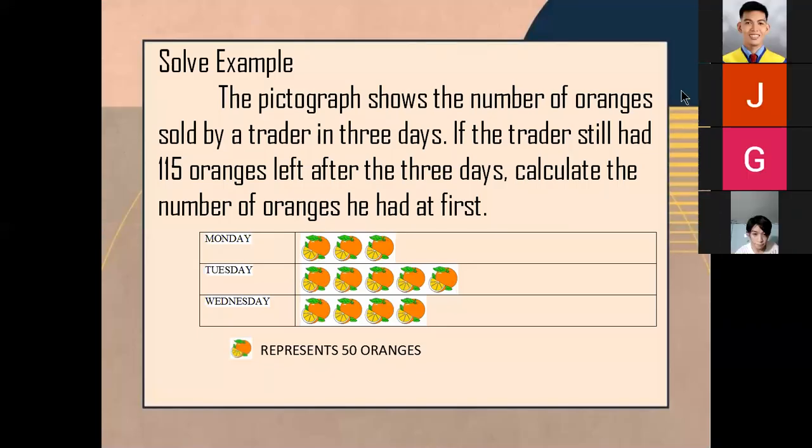So we have here a solved example. The pictograph shows the number of oranges sold by a trader in 3 days. If the trader still has 115 oranges left after the 3 days, calculate the number of oranges he had at first. One orange represents 50 oranges. Slide, please.